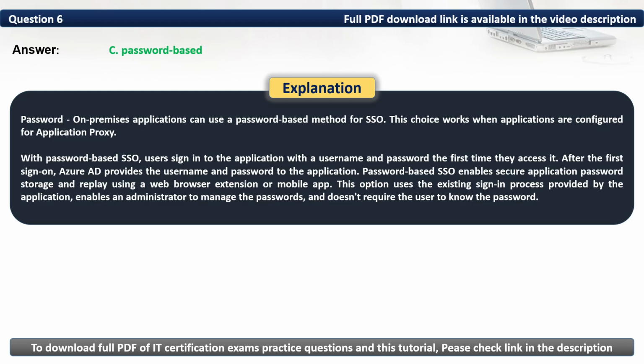This choice works when applications are configured for application proxy. With password-based SSO, users sign into the application with a username and password the first time they access it. After the first sign-on, Azure AD provides the username and password to the application. Password-based SSO enables secure application password storage and replay using a web browser extension or mobile app. This option uses the existing sign-in process provided by the application, enables an administrator to manage the passwords, and doesn't require the user to know the password.